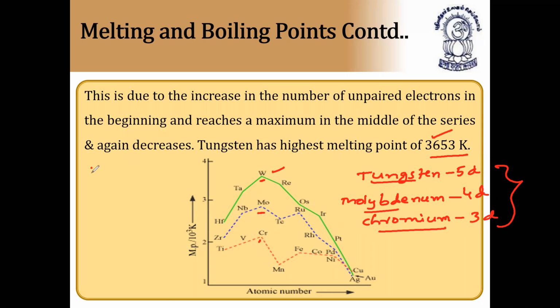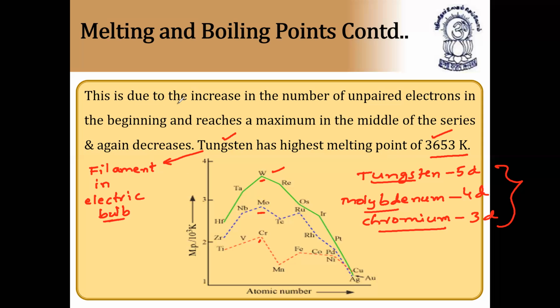That's why it is used as filament. Due to its high melting point, tungsten is used as filament in electric bulbs so that it can withstand high temperature. Why is it used as filament in electric bulbs? Because an electric bulb produces large heat energy, so to withstand that heat energy, the filament is made up of tungsten. As the filament is made of tungsten, it will not melt, so that the bulb works continuously. Tungsten has the highest melting point of 3653 kelvins, which is more than 3000 degrees C.